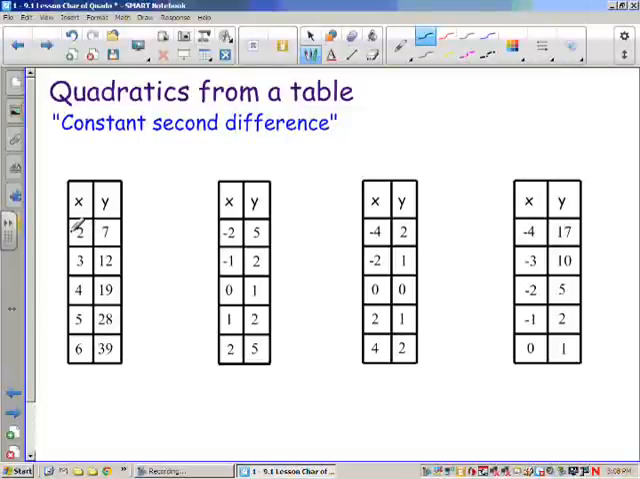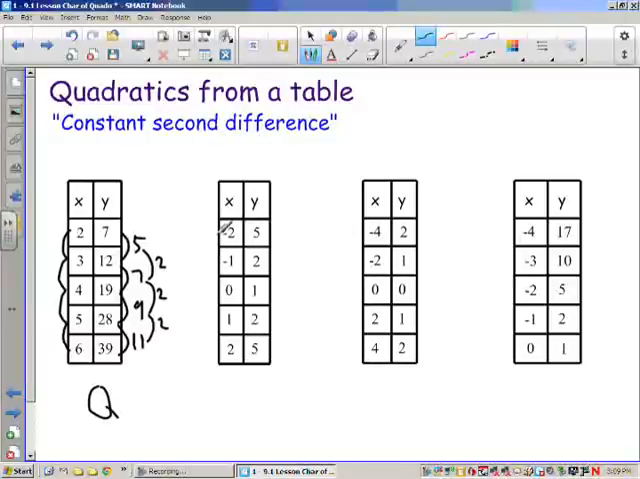So if we verify on the left, increasing by 1, there's a constant difference on the left, plus 1. On the right, if we did 12 minus 7, we'd get 5. 19 minus 12 is 7. 28 minus 19 is 9. 39 minus 28 is 11. Okay, so this is definitely not linear. You don't have a constant. But if I do 7 minus 5, and 9 minus 7, and 11 minus 9, I do get a constant. This one we would call quadratic.